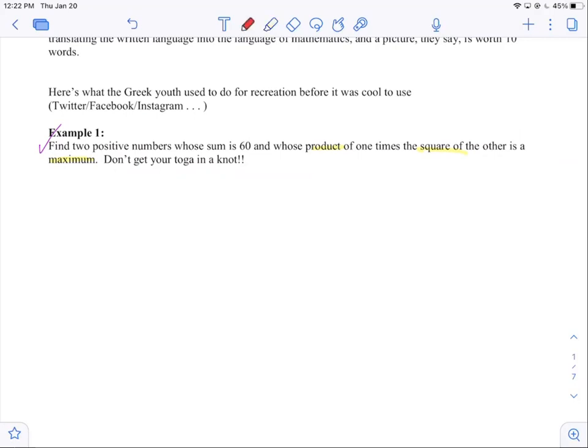What's the word that tells us it's going to be optimization? Maximum, right? We want it to be a maximum. And it doesn't say absolute maximum. It doesn't say global maximum. It doesn't have to. A maximum. All right. So that's the key word to say it's optimization.